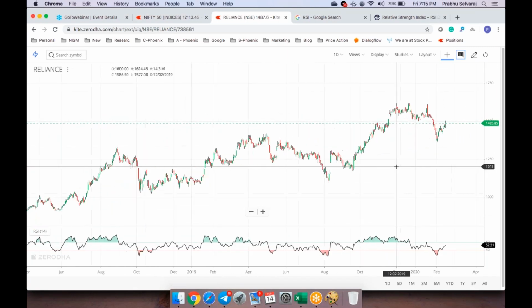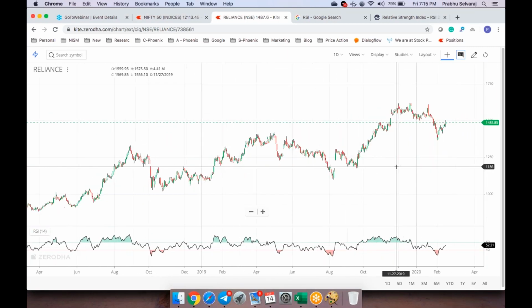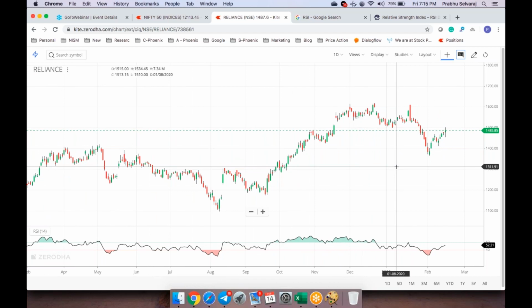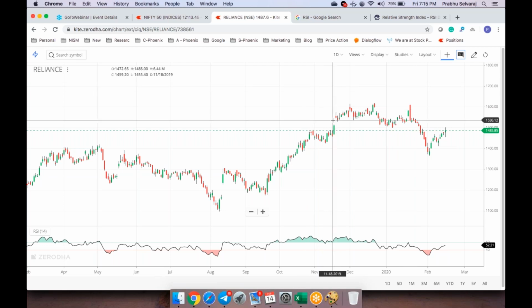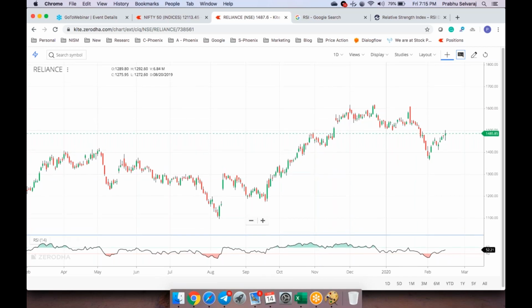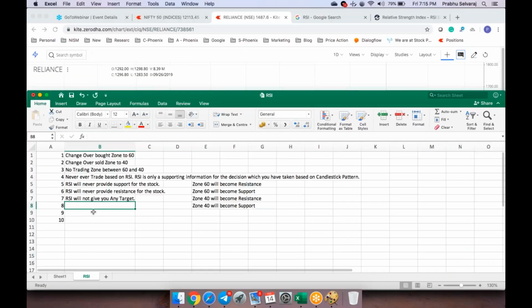Targets have to come as per the charts, depending upon the moving averages or the pivot points or the previous resistance, swing high, swing low. Those would be our targets, or even Fibonacci, not the RSI. RSI will never provide you any kind of target. So this is one more characteristic of RSI. Then what else?